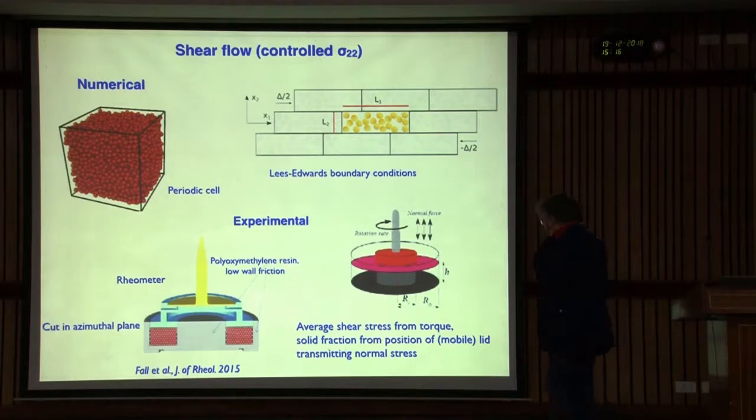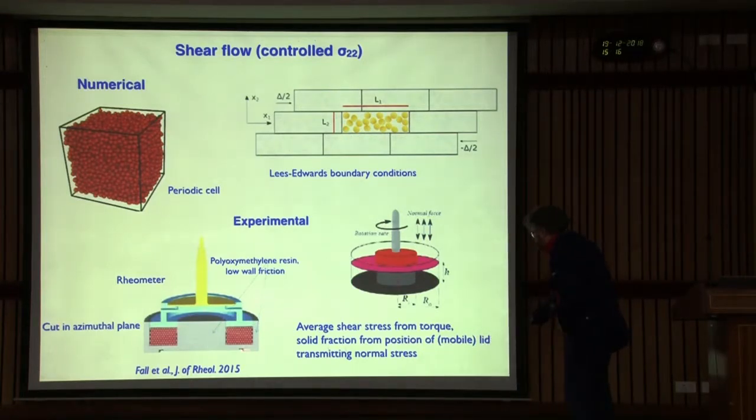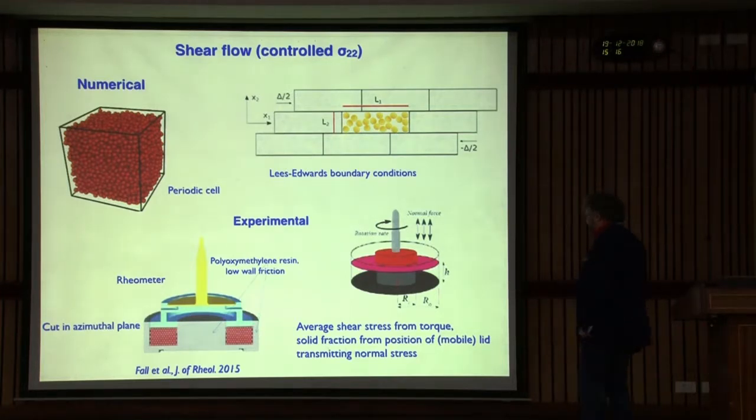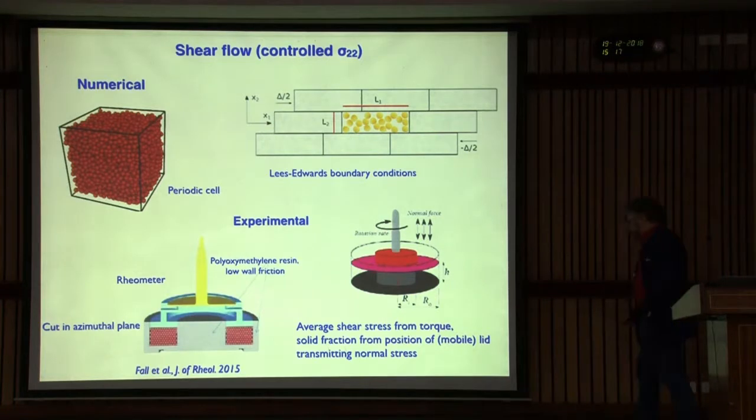And experimentally, my colleague Abdoulaye Fall was among those who pioneered the use of rotational rheometers to measure the rheology of granular materials. So this is a sketch of the rheometer. The gray part is fixed. The light blue part is rotating about this yellow axis. And some walls have very low friction deliberately to ensure something looking like Couette flow between bottom and top. Average shear stress is deduced from the torque, and solid fraction from the volume of this box, because this is free to dilate in the vertical direction. And we control the normal force on the upper lid.